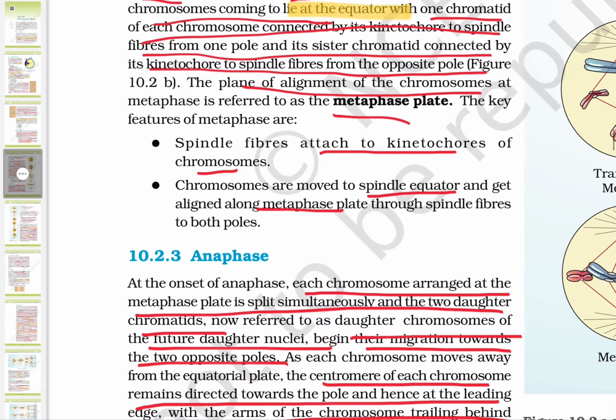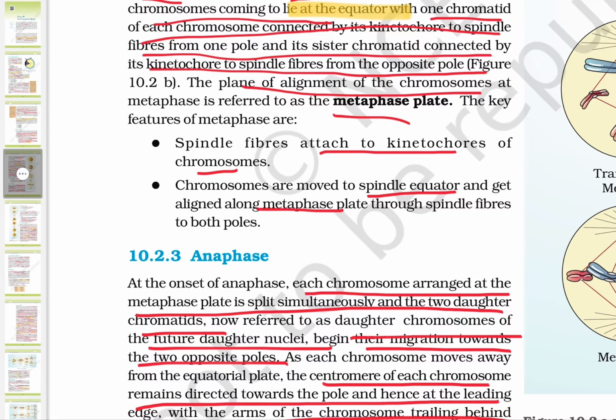अब इसकी जो की फीचर्स हैं, key features of metaphase is that spindle fibers kinetochores को अटैच हो जाते हैं and the chromosomes they move to the equator and they get aligned along the plate and they form the metaphasic plate. This kind of a plate is the metaphasic plate.